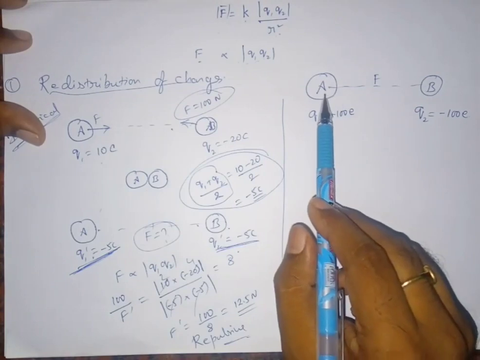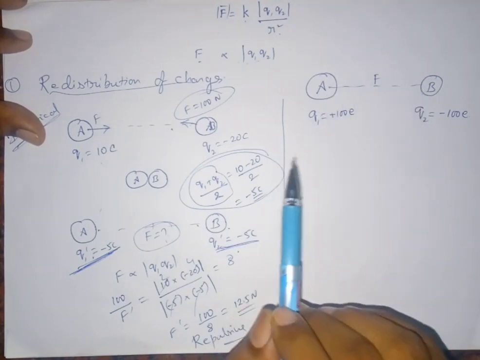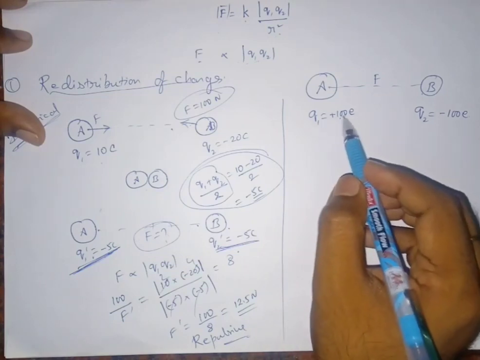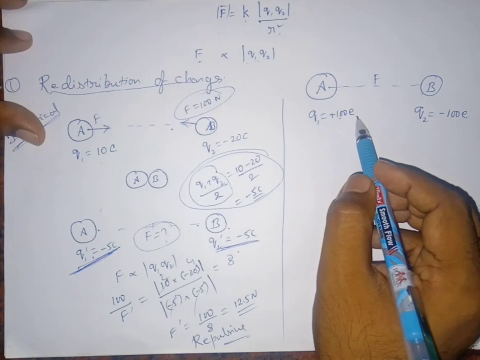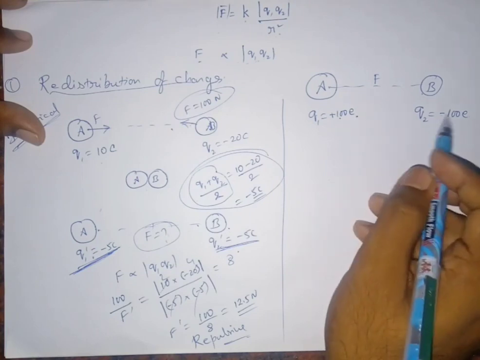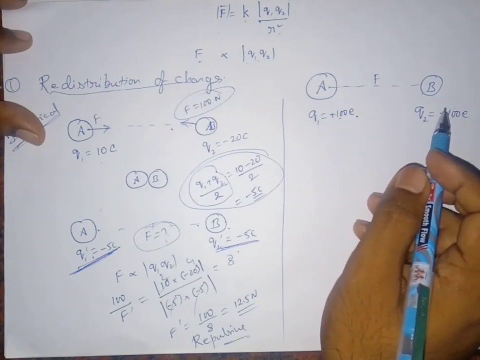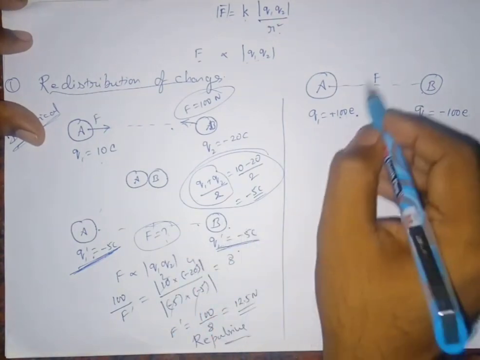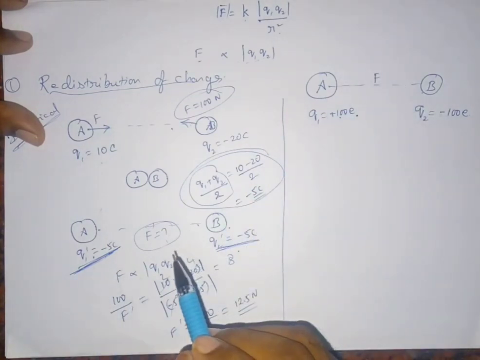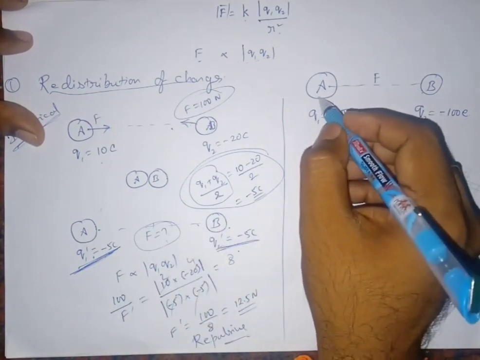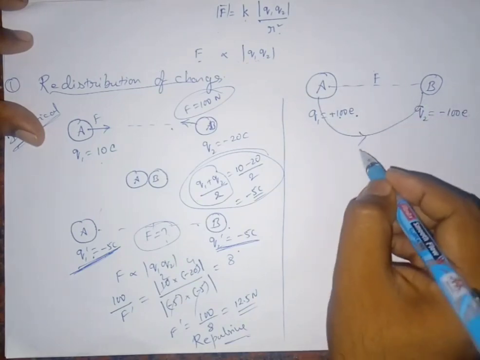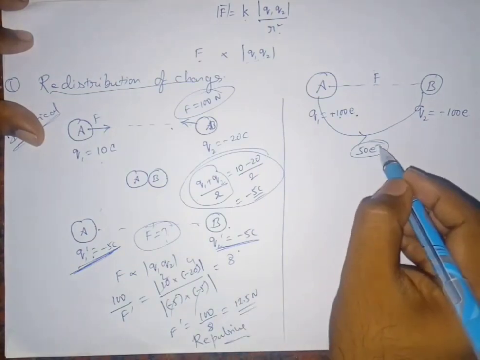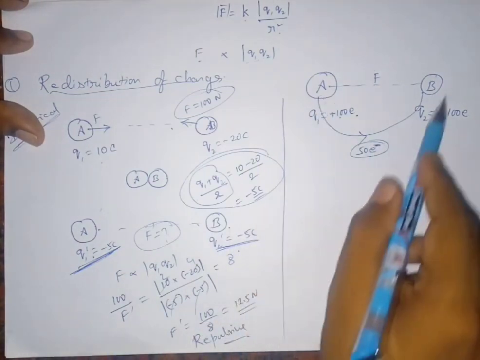I'm not bothered about whether they are identical or not because I'm not going to make any contact between them. The value of the charge is 100 times the electronic charge, 1.6 into 10 to the power of minus 19. Here, minus 100e. So one has positive charge, the other has negative charge, but it is in terms of electrons. Now the force between them is just F. Now what happens when we transfer 50 electrons, not 50e, 50 electrons from body A to body B?